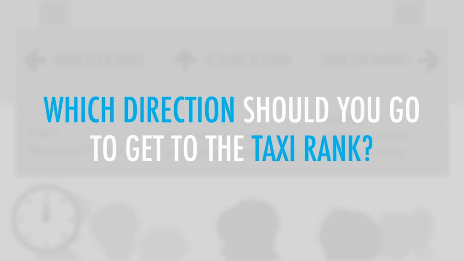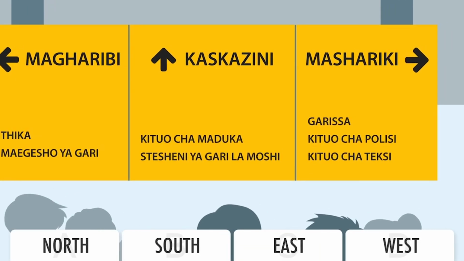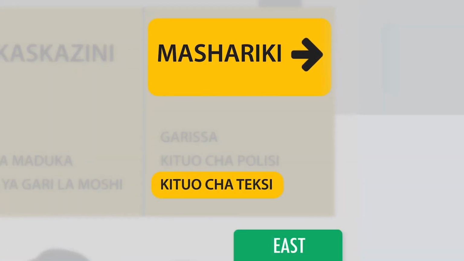Which direction should you go to get to the taxi rank? You should head east to get to the taxi rank. Mashariki.